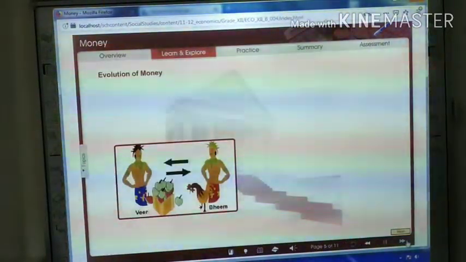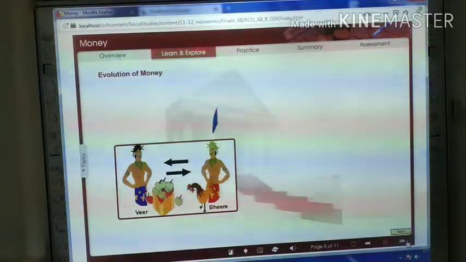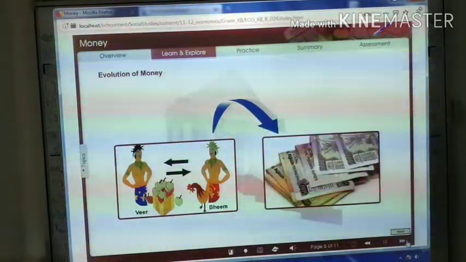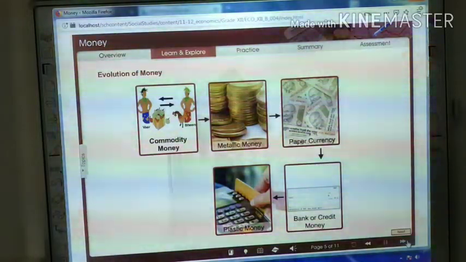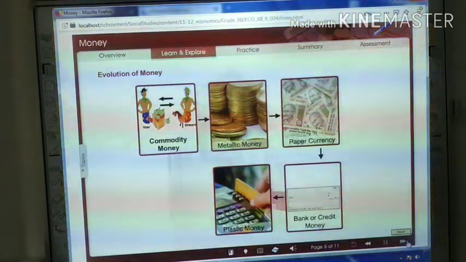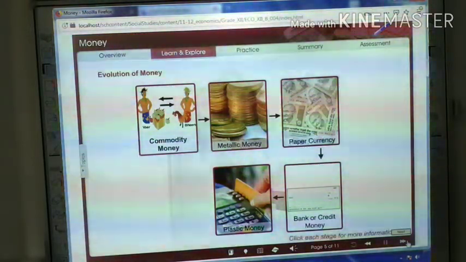To overcome the difficulties of the barter system and to have a commonly acceptable medium of exchange, money was invented. Money has undergone a long process of evolution. Let us see the various stages in the development of money before it acquired the present-day form. Click each stage for more information.